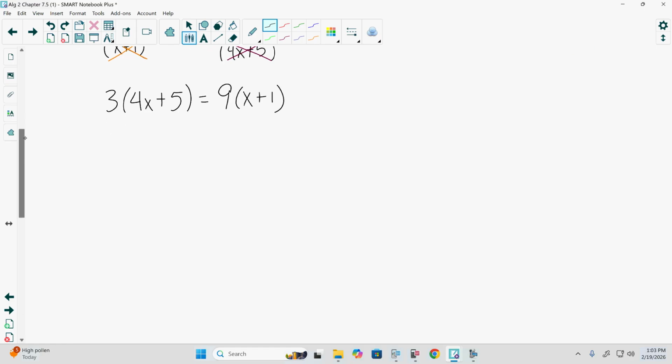And the first thing we can do in solving for x is to distribute the 3. 3 times 4x is 12x. 3 times 5 is going to be plus 15. Equals. We'll do the same thing with the 9. We'll distribute the 9. 9 times x is 9x. 9 times 1 is 9.